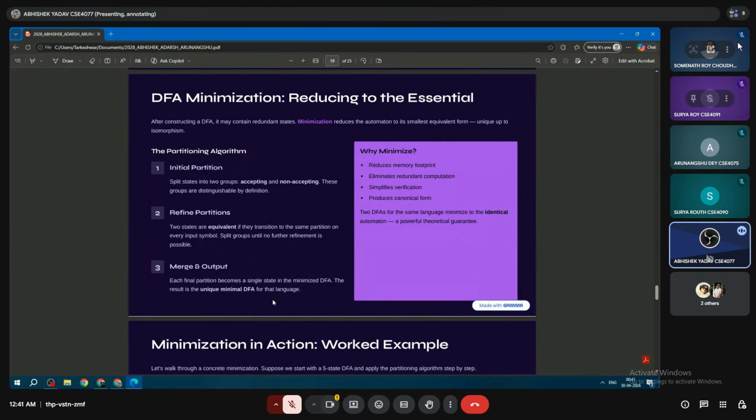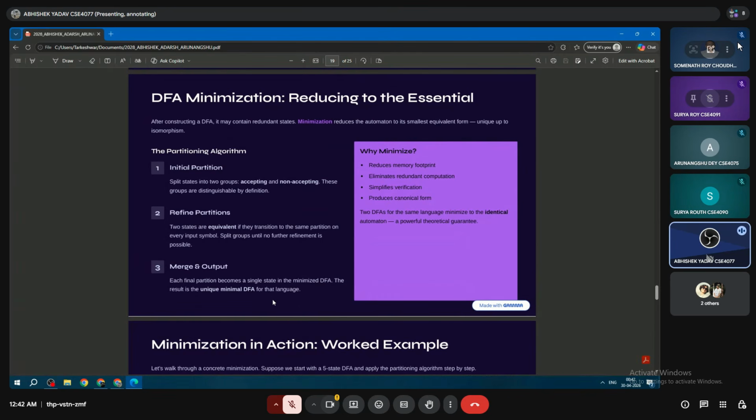Now, talking about DFA minimization, it is about reducing to the essential. After constructing a DFA, it may contain redundant states. Minimization reduces the automaton to its smallest equivalent form, unique up to isomorphism. Now we have the partitioning algorithm. So what is this partitioning algorithm? The first step is the initial partition. Split states into two groups, accepting and non-accepting. These groups are distinguishable by definition.